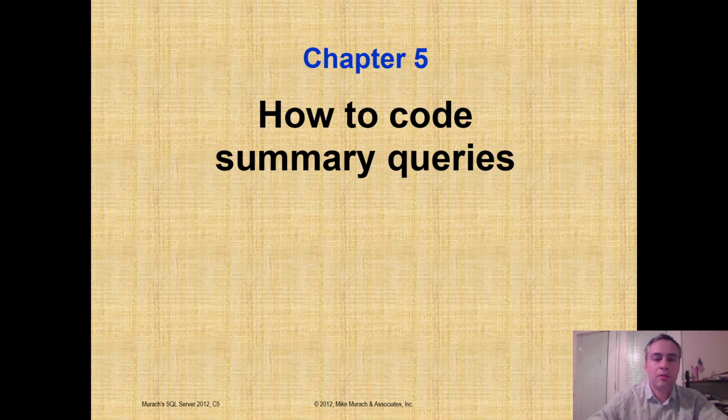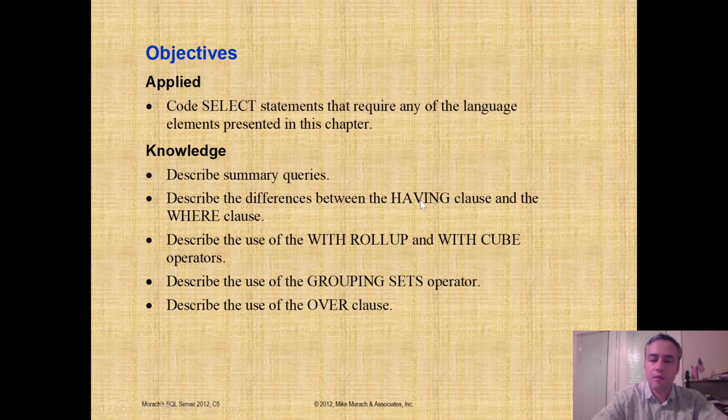Hello everyone, this is a chapter about coding summary queries. We will use select statements with having clause and where clause. For having clause, of course, we will need to use group by. We will use rollup and cube operators, and we will see an example with grouping sets operator and over clause.